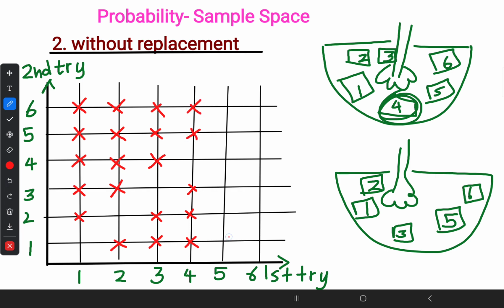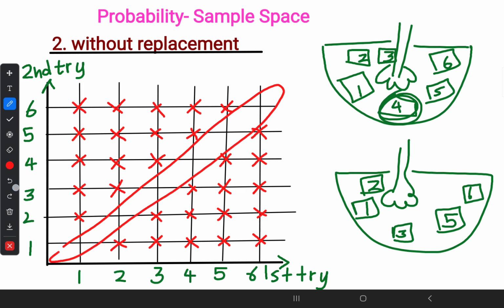In the fifth column, 5,1; 5,2; 5,3; 5,4 is possible. 5,5, that is not a possible one. Then 6,1; 6,2; 6,3; 6,4; 6,5. These are the events because this is called the cross-sectional region. Cross-sectional region. Look at this.